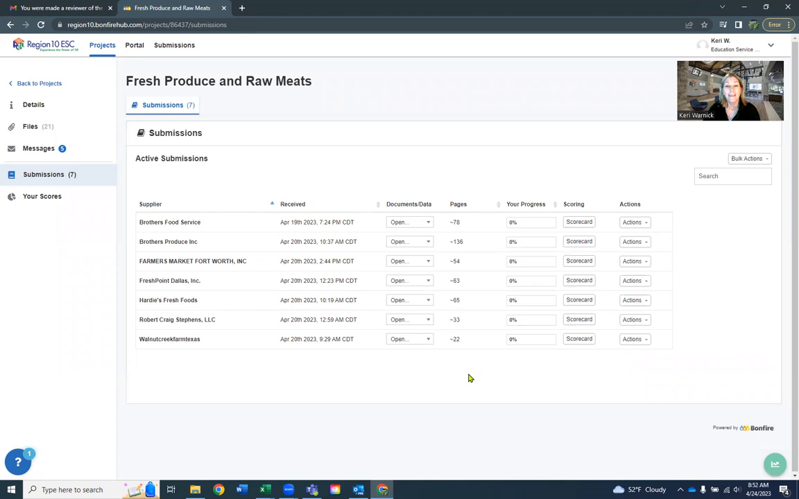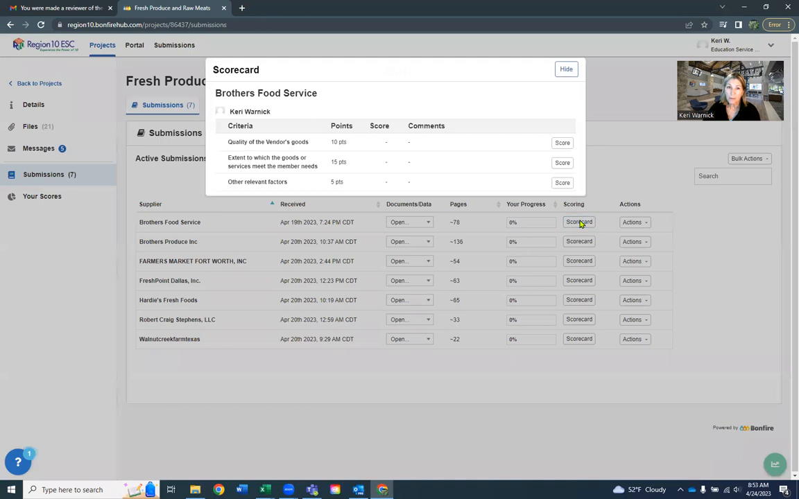All right, now to the fun stuff. So obviously, Bonfire is going to track your progress on your evaluations. Right now, obviously, I have not started. All I need to do is click on scorecard, and I'm starting with Brothers Food Service. And then you're going to see that you are scoring three criteria. So while seven vendors does feel a little bit heavy, you really only have three of those subjective criteria based on experience with vendors that you as a district are scoring.